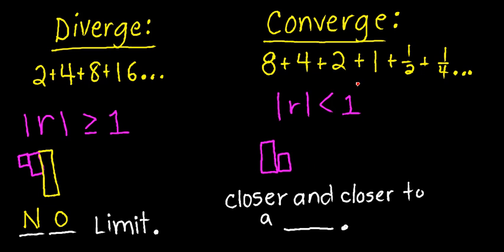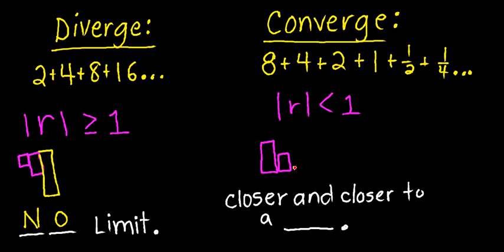The other example is a geometric series that converges, and in this case, we go from 8 to 4 to 2 to 1 to 1/2 to 1/4. And the common ratio is 1/2, or you can also think of it as 0.5. And that's a number whose absolute value is less than 1.